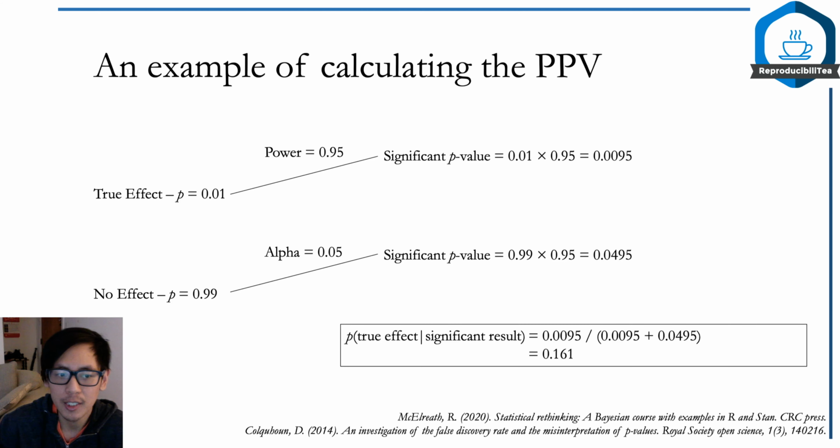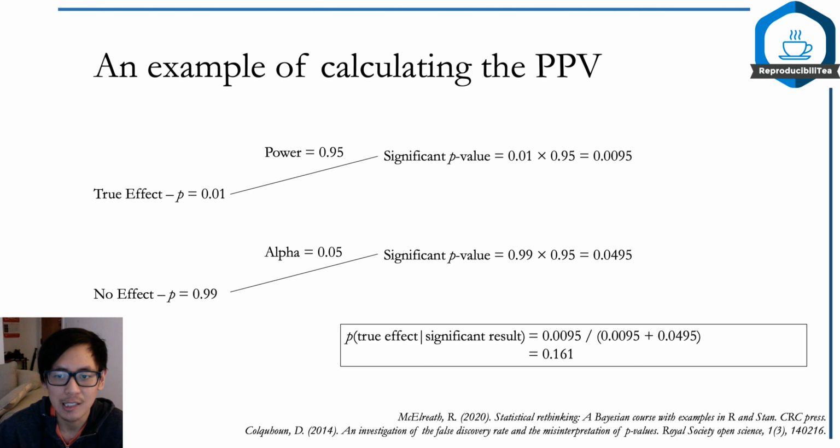Now, we're only interested in when we observe a significant p-value, and if you take those two scenarios only, you can see here the significant p-value can occur 0.0095 plus 0.0495 of the time. So what was the probability that the significant p-value we got came from a true effect, given it was a significant result? Well, we take that initial top probability of 0.0095 and divide by the probability of obtaining a significant p-value. So 0.0095 divided by 0.0095 plus 0.0495 gives us a value of 0.161.